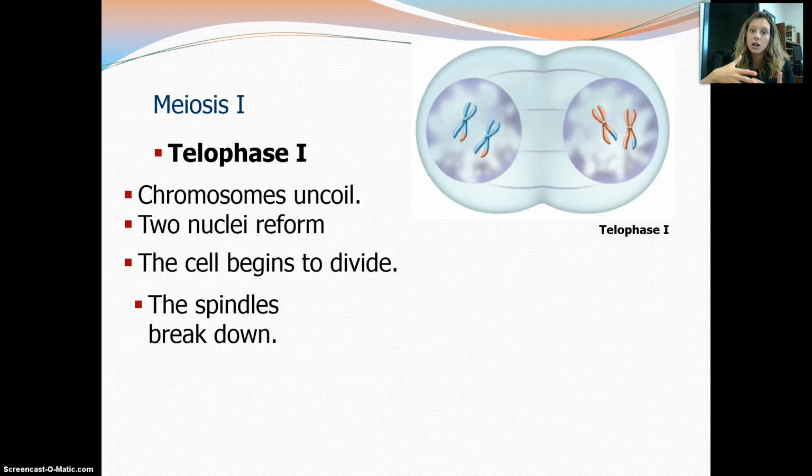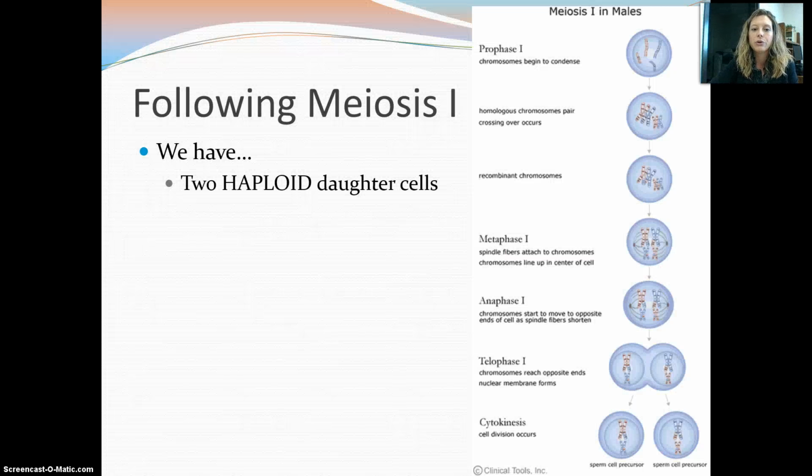So the chromosomes are uncoiling back into chromatin. The nuclei are reforming. Now we have two, though. The cells are beginning to split. The spindle fibers are breaking down. And now some organisms will go through a cytokinesis after meiosis 1, and some organisms do not. So I'm just going to skip that and pretend like in whatever organism we're looking at here, it does not go through a cytokinesis after meiosis 1.